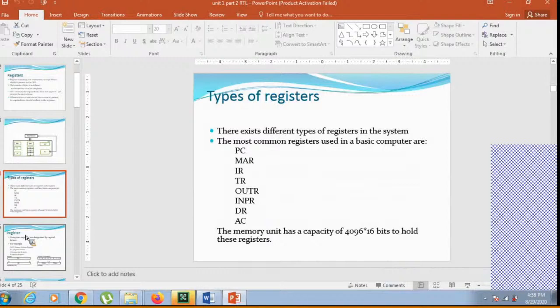4096 by 16 bits of memory space is required to hold the registers, right? Now we'll see the representation or naming of a register. Generally, registers can be named by using capital letters. One way of naming the registers is by using capital letters. For example, if you have a register R, then you can simply name the register as R.